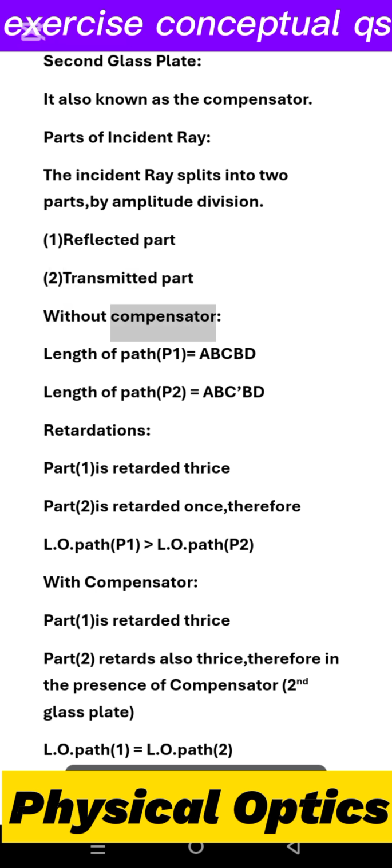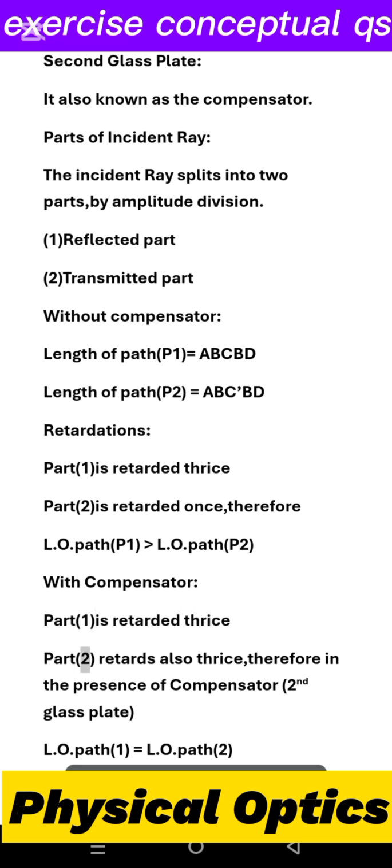Without compensator. Length of path P1 equals ABCBD. Length of path P2 equals ABCBD. Retardations. Part 1 is retarded thrice. Part 2 is retarded once, therefore L.O. path P1 is not equal to L.O. path P2. With compensator. Part 1 is retarded thrice.